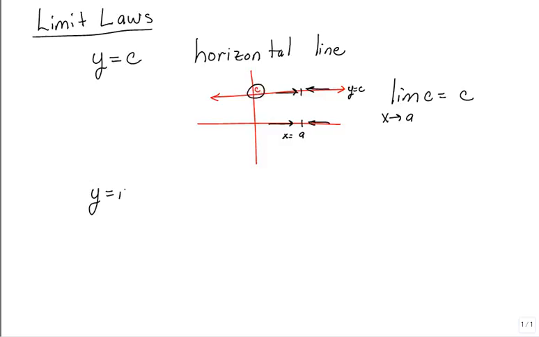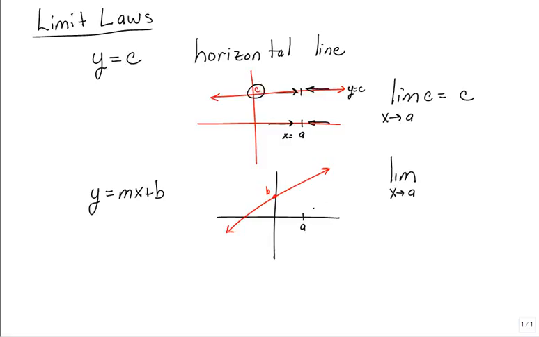What if you have any line, y equals mx plus b? Let me try that. Here's our line. This point is B, the y-intercept. Let's try any point A. Here's A. If x is approaching A from both sides, and remember you have to think about both sides, then on this line you're approaching this point.